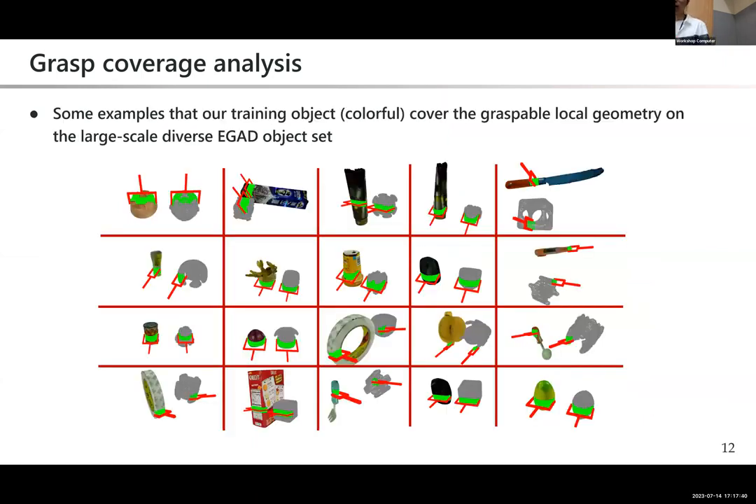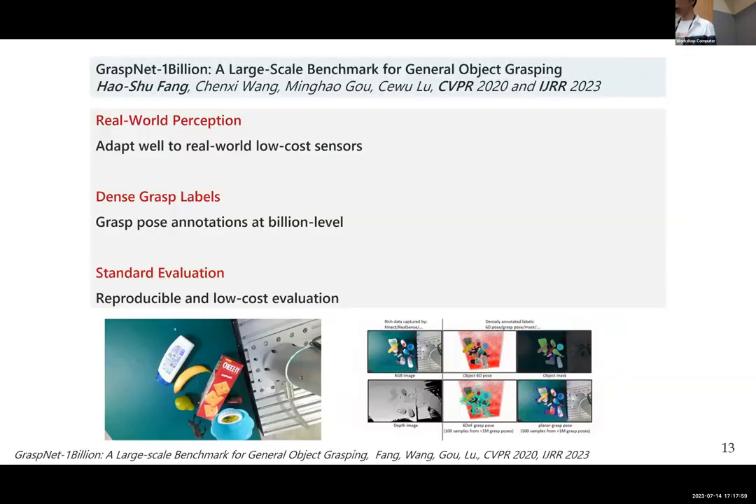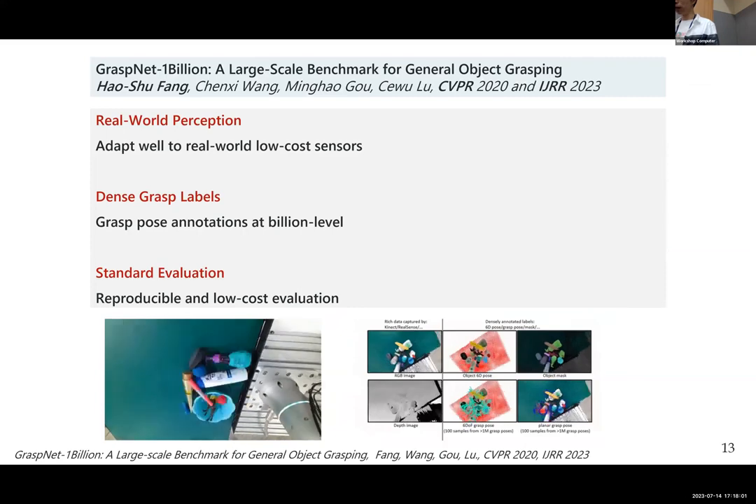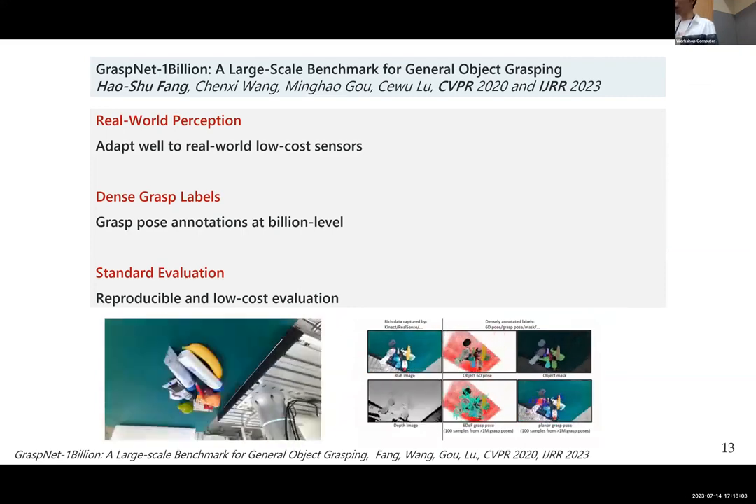Here I show some examples of our training set, which contains the colorful objects that cover the graspable local geometry on the test set, which is the gray object. We can see that although the object shapes may be very different, we can always find some similar local geometries for grasping. Inspired by this observation, we propose GraspNet 1 billion.